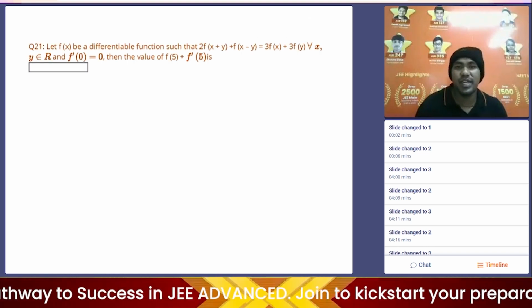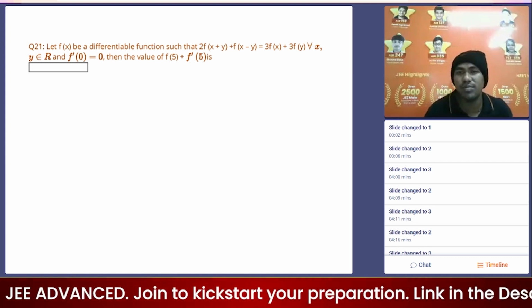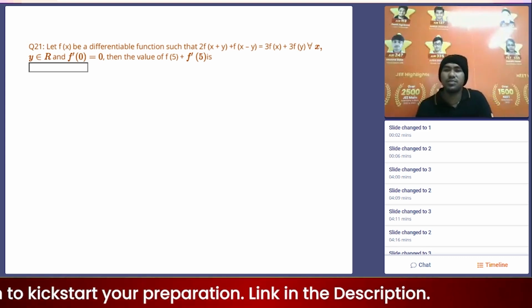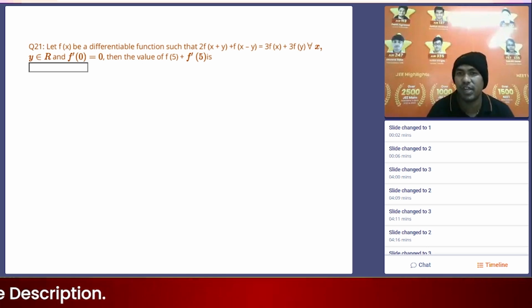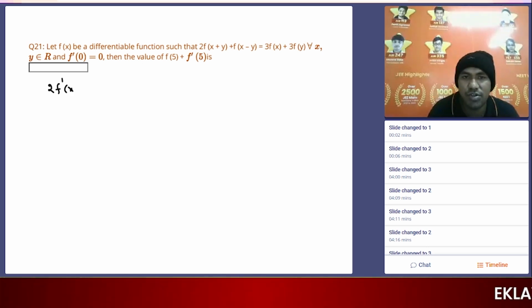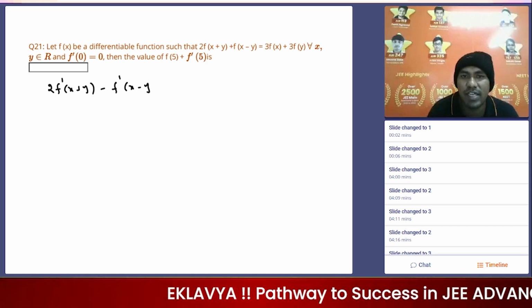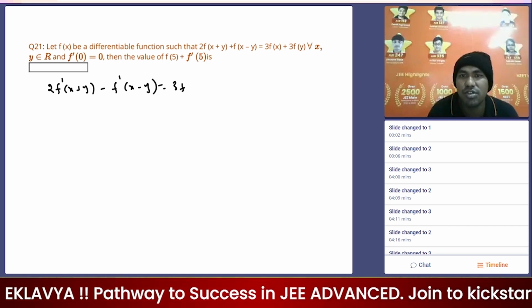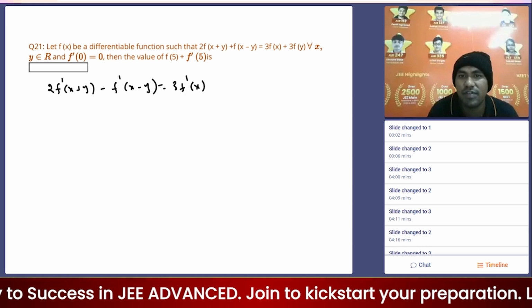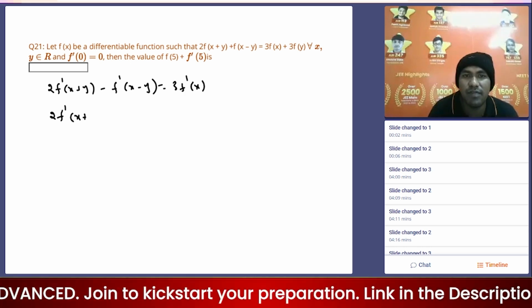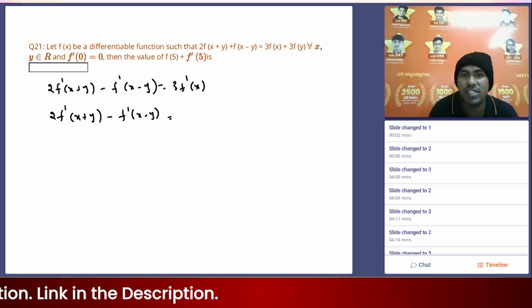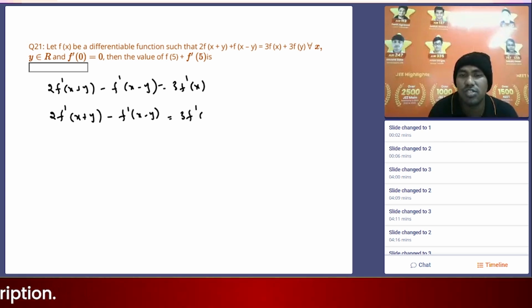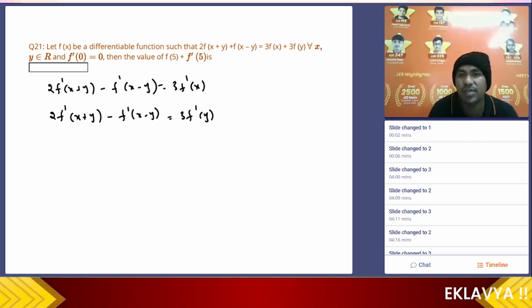Yes, let f of x be a differentiable function such that 2 times f of (x plus y) plus f of (x minus y) is equal to 3 times f of x plus 3 times f of y. Okay. So first, if I differentiate: 2 times f dash of (x plus y) minus f dash of (x minus y) is equal to 3 times f dash of x. And one more time, if I differentiate with respect to the other variable, then you will get minus f dash of (x minus y) is equal to 3 times f dash of y, right?